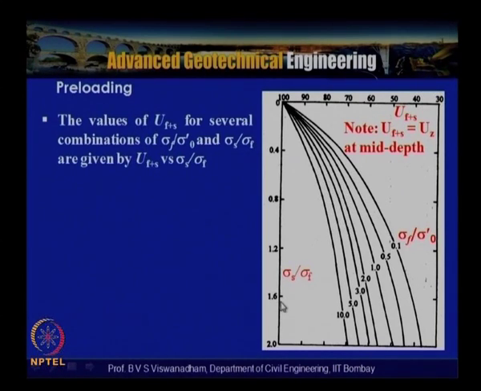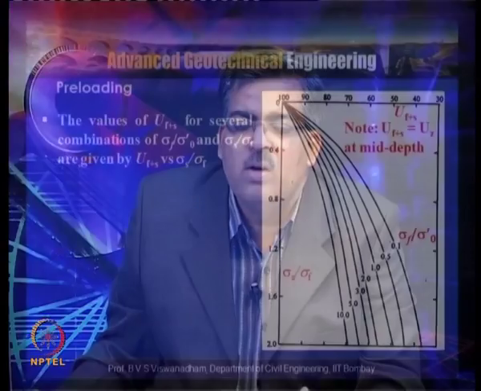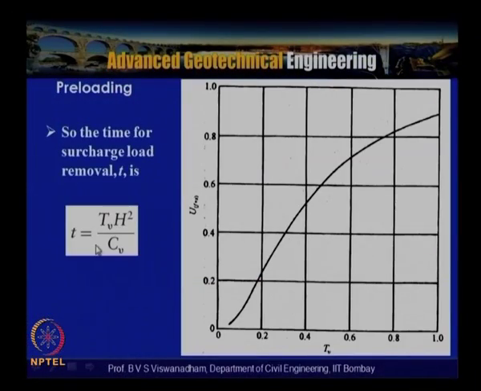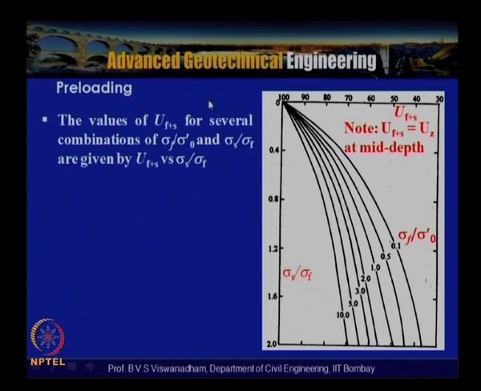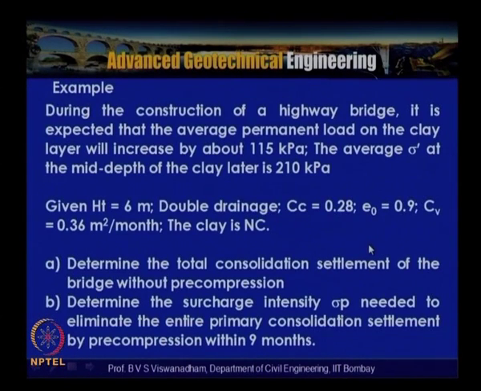So once the period of placement is known, we can find this out, or vice versa: once the fill surcharge is known, we can go in the reverse direction and calculate the time. Once we know sigma F and sigma naught dash, and sigma S and sigma F, we determine U F plus S, then calculate the time factor and then the time which is required to be maintained in order to achieve the settlement which is anticipated from the permanent load. So this is the procedure for the preload.